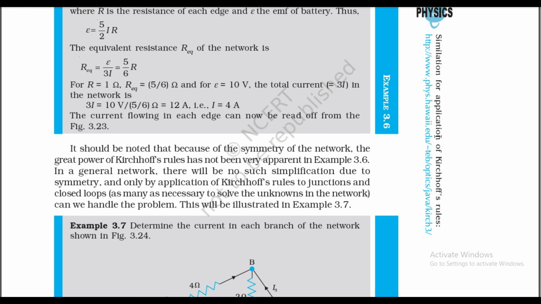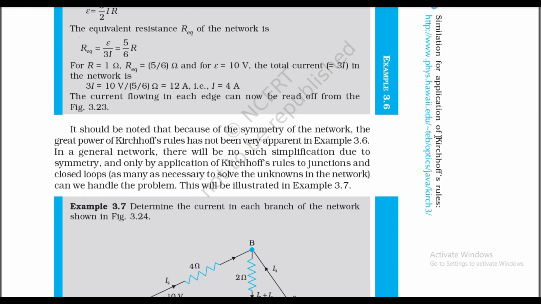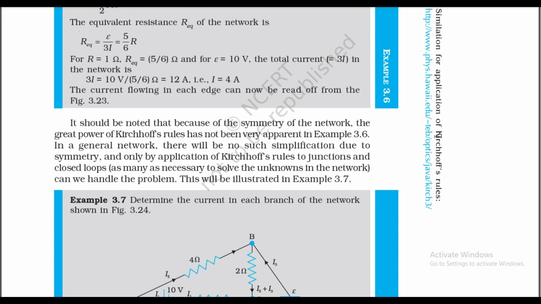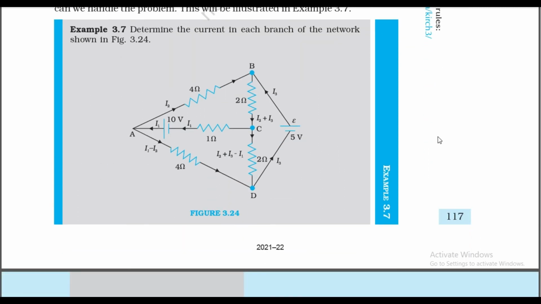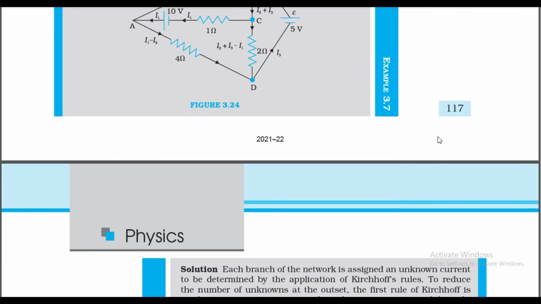It should be noted that because of the symmetry of the network, the great power of Kirchhoff rules has not been very apparent in example 3.6. In a general network, there will be no such simplification due to symmetry, and only by application of Kirchhoff rules to junctions and closed loops, as many as necessary to solve for the unknowns in the network, can we handle the problem. This will be illustrated in example 3.7.